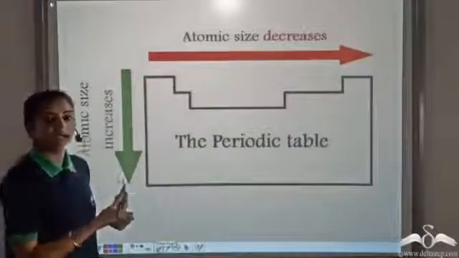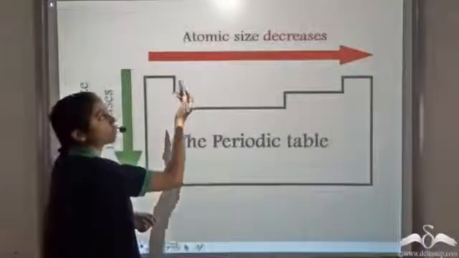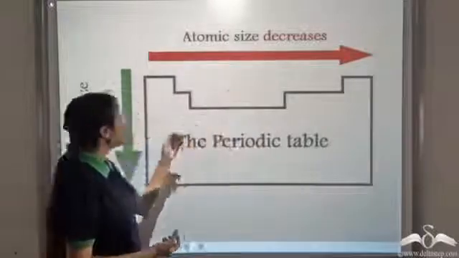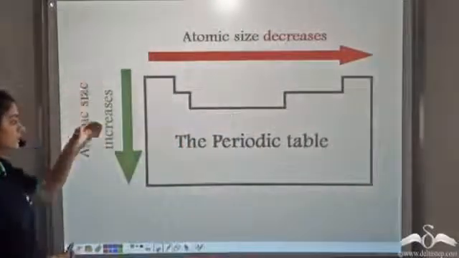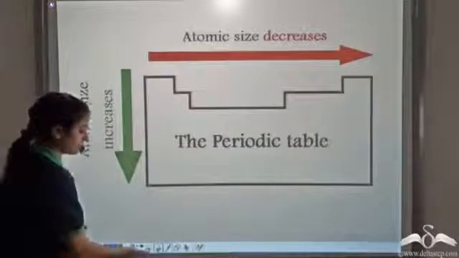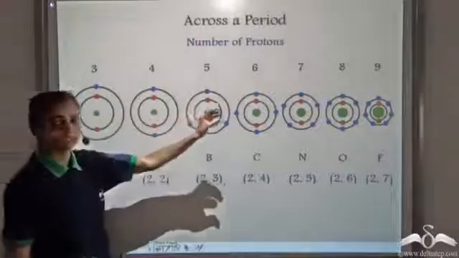How does metallic character vary in a periodic table? Let's see. We remember that atomic size decreases when we move from left to right in a period, and atomic size increases when we move from top to bottom in a group. So what happens in a period? We know that the atomic size is decreasing.